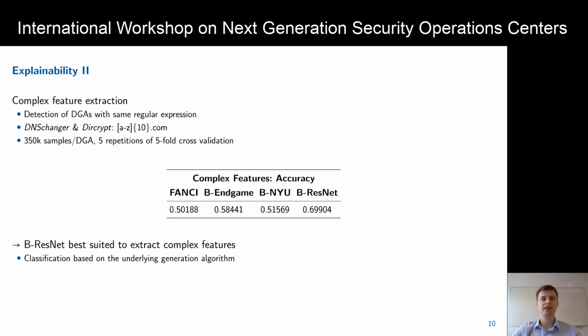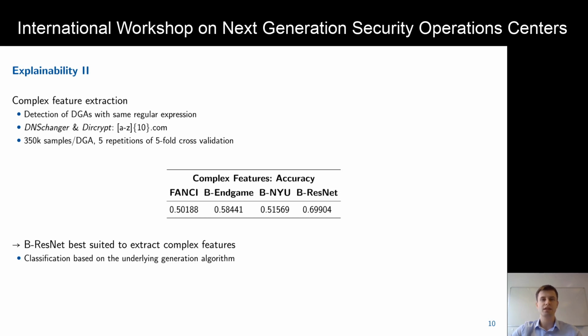So far, we only identified features potentially learned by the deep learning classifiers, which are also easily recognizable by a human. In the following, we will examine the capability of the classifiers to extract more complex features. To this end, we use implementations of reverse engineered DGAs to generate a dataset which incorporates samples of two DGAs which are not distinguishable via their regular expression.